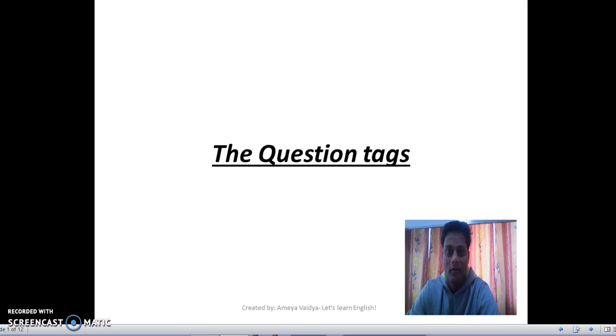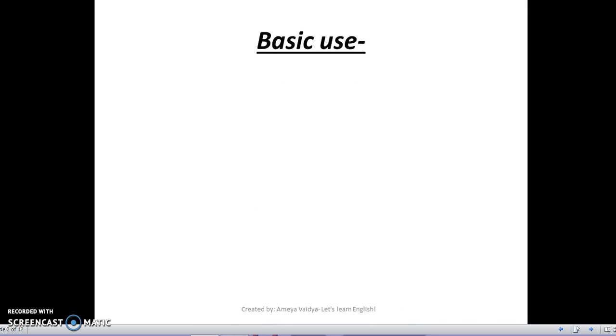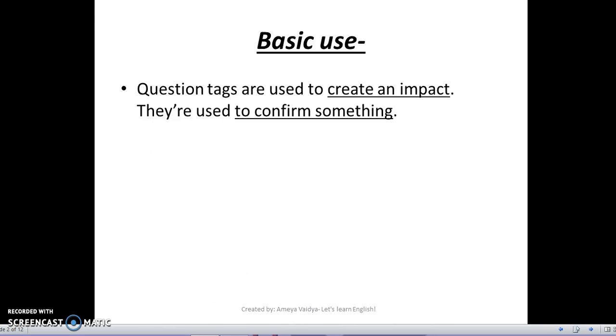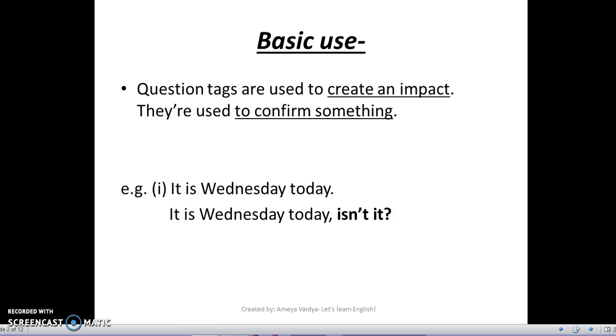Our topic today is the question tags. Now, when you talk about question tags, the first thing that you should know is why do we use the question tag? So its basic use is to confirm things. So question tags are used to create an impact. They are used to confirm something. Let's take an example. It's Wednesday today. That's what you say. You can use a question tag and say, it's Wednesday today, isn't it? So you are creating an impact at the same time you want to confirm what you just said. It's Wednesday today, isn't it?